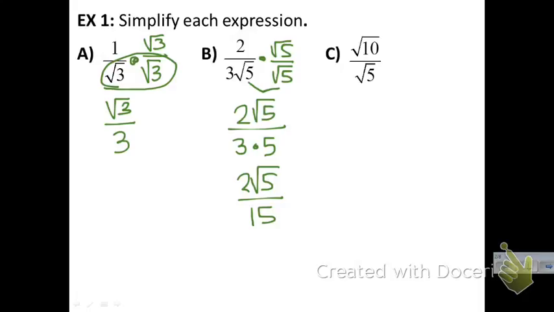On C, we talked about if they have the same index, and the index is this number here. It's a 2 because it's a square root. If it's anything other than a 2, it'll have that number written. If those are exactly the same, then we can divide these numbers if they divide nicely, and 5 does divide nicely into 10, so this just becomes the square root of 2. 5 goes into 10 twice.